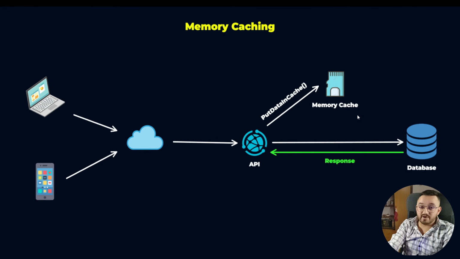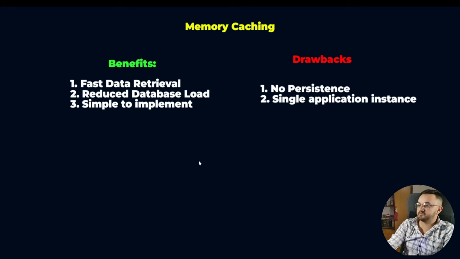So what are the benefits of memory cache? The first benefit is fast data retrieval. As we said, memory cache is stored most of the time in RAM, which is really fast on the server, so you have fast data retrieval. Another one is reduced database load. If there is data in the memory cache, you don't need to call the database again, you will just retrieve the data from the cache. And the last one is that it's simple to implement. We will see that in a few seconds.